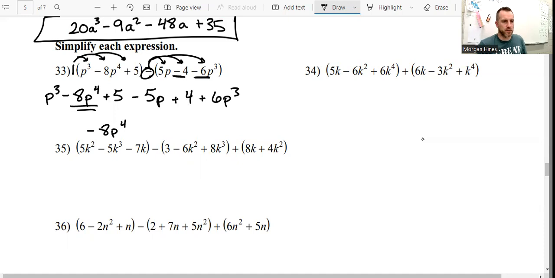We're going to put this in standard form. I have 2 terms that have p cubes in them. So that's 1p cubed plus 6 more makes 7. I don't have any p squareds. I do have a negative 5p. And then we have 5 plus 4 is 9.